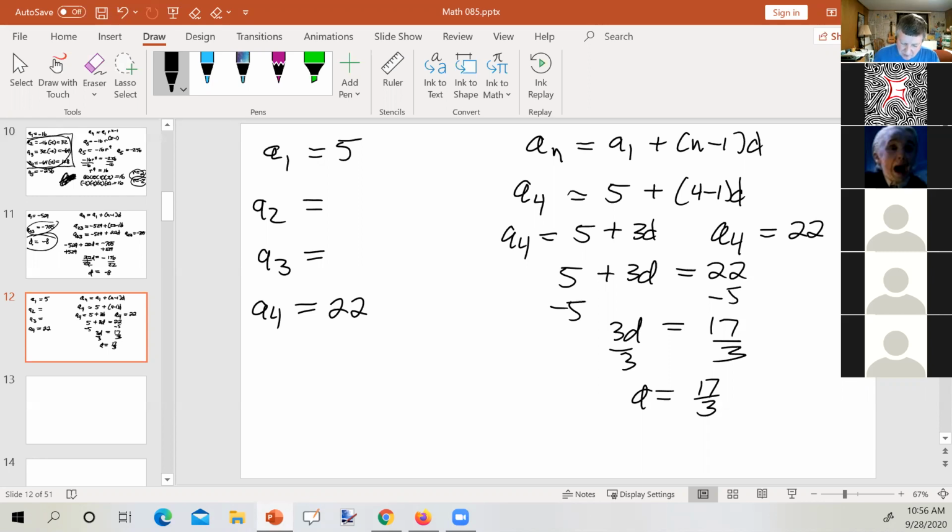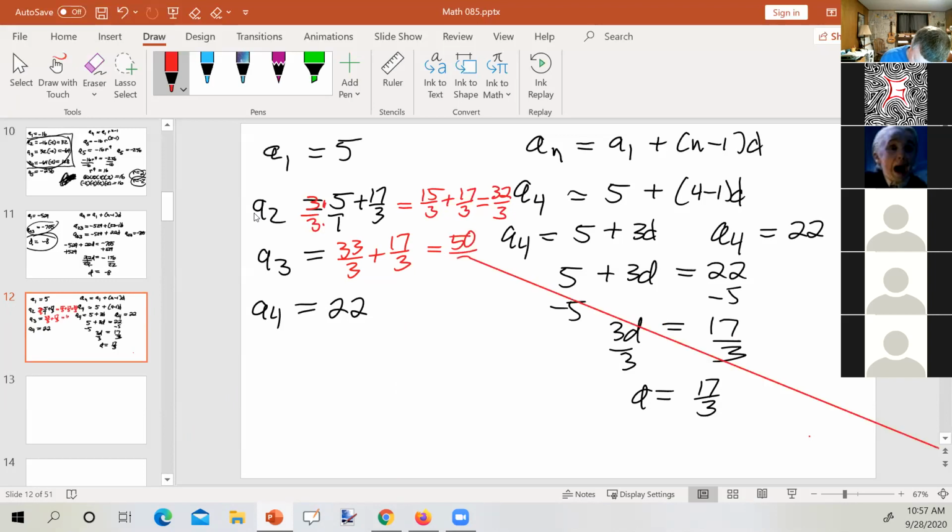So let's see, this is the common difference. So a sub 1 is 5, a sub 2 is going to be 5 plus 17 thirds. Okay, now we're going to change this into a single improper fraction. 5 is the same thing as 5 over 1. The common denominator here is a 3. So I'm going to multiply 5 over 1 by 3 over 3, which is going to give me 15 thirds plus 17 thirds, which is 32 thirds. Okay? A sub 3 is going to be 32 thirds plus the common difference, 17 thirds, which is 49 thirds. So a sub 2 is 32 thirds, and a sub 3 is 50 thirds.